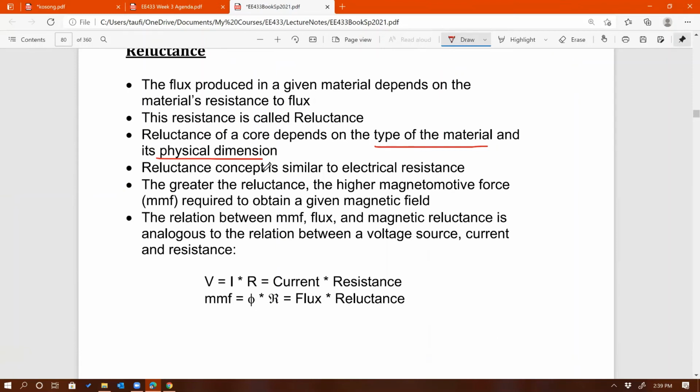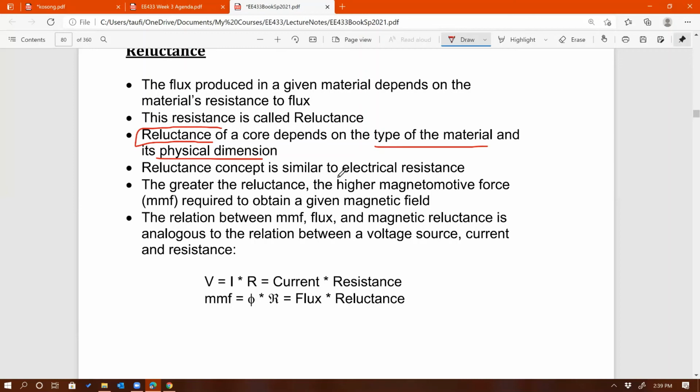Reluctance concept is similar to electrical resistance. Oh, before I go there, later on you'll see the equation for this. So this is the conceptual idea. The concept behind reluctance is that, theoretically speaking, it should only depend on the type of material and physical dimension. But later you'll see the equation for reluctance. Or you already saw that in 255. You're going to see that again here.